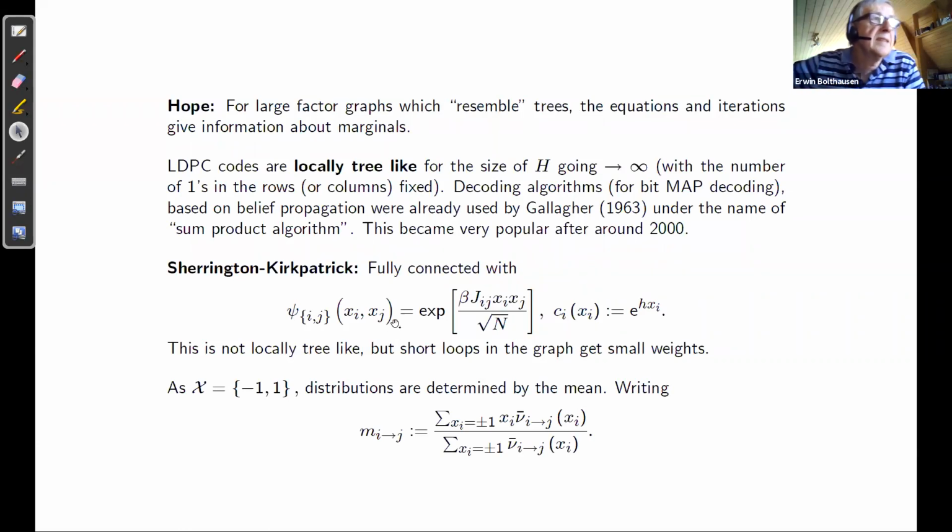Now the point is that of course you are in principle not interested in factor graphs which are trees. But the hope, and it's actually an extremely difficult point, is that large factor graphs sometimes resemble trees, although they are not really trees. So if they are large, they somehow resemble trees. And then you hope that even in such a case, you can use these iterations and other properties from the theory of factor graphs to obtain information about these measures here.